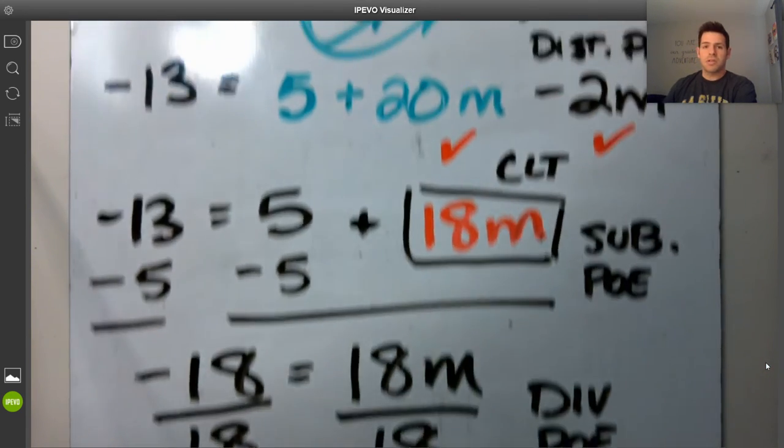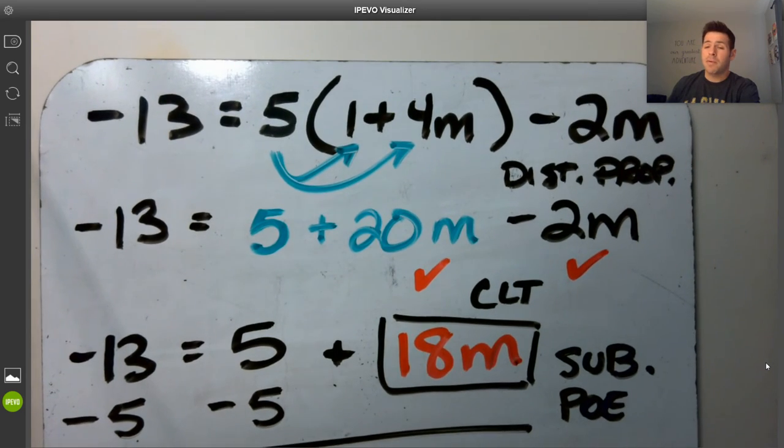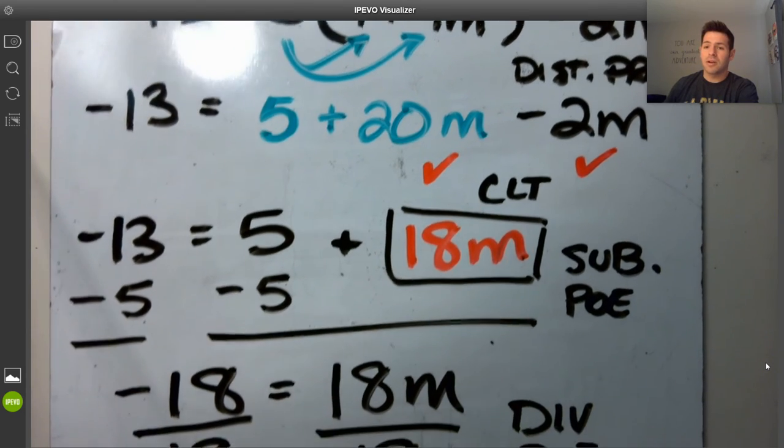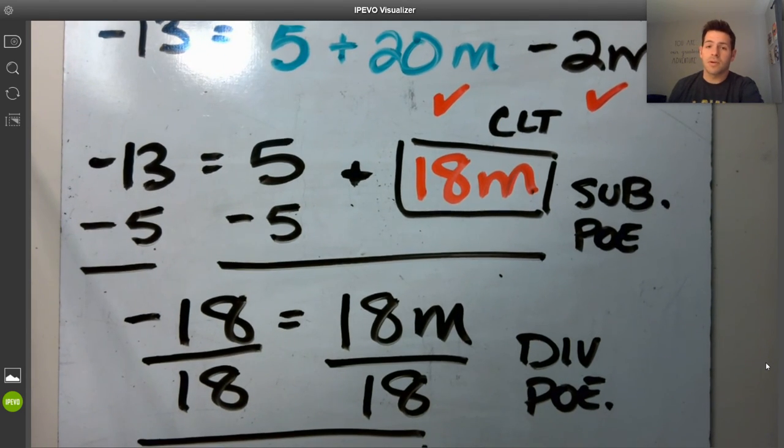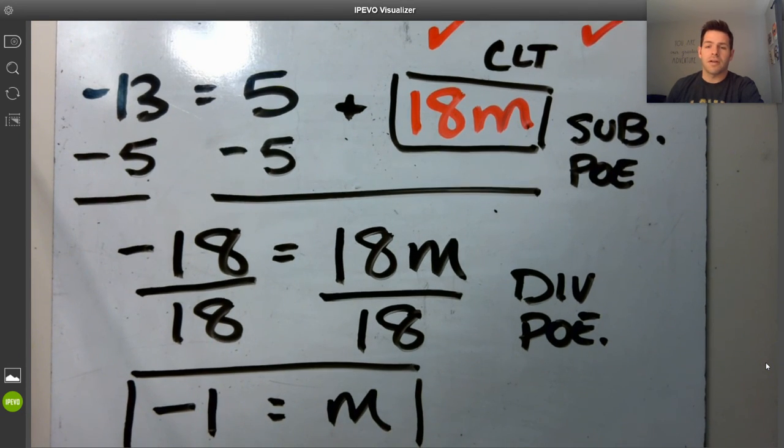But just remember, we started off with the distributive property first, then combining like terms, and then we got into our two-step equation in order to solve for the variable at the very end of the problem.